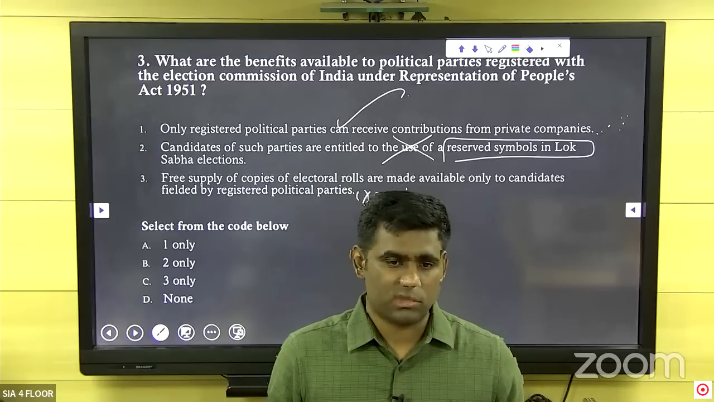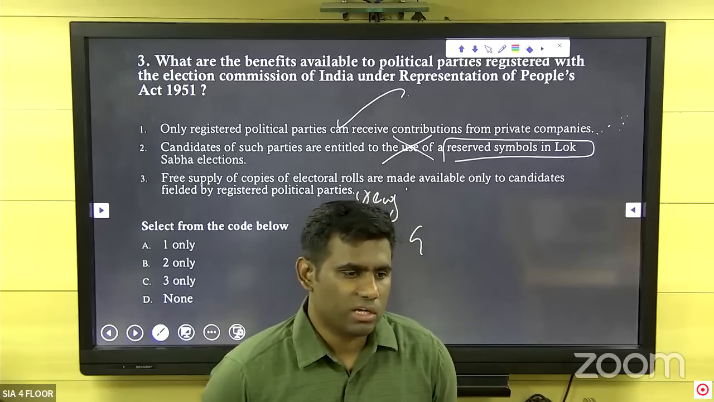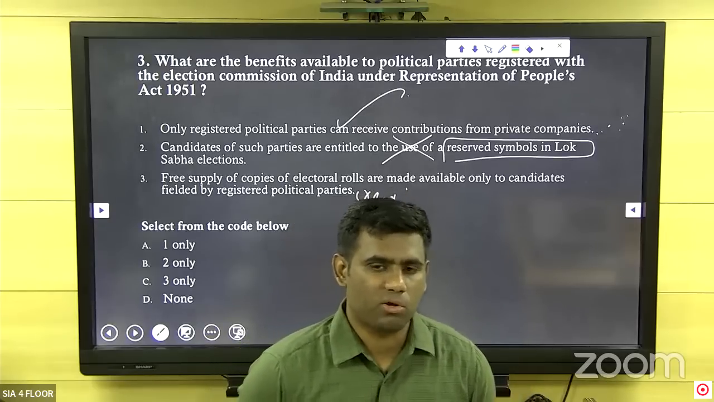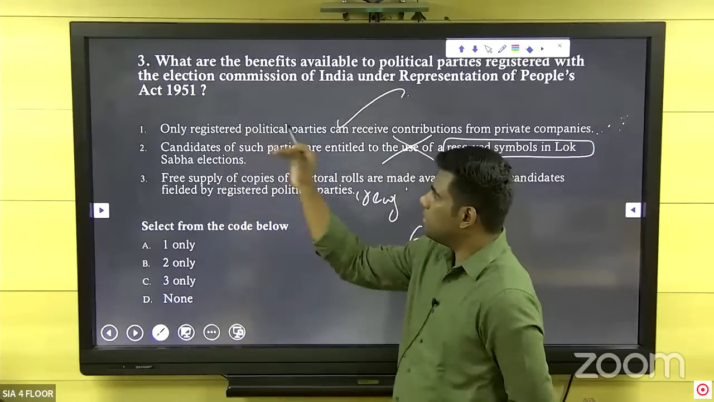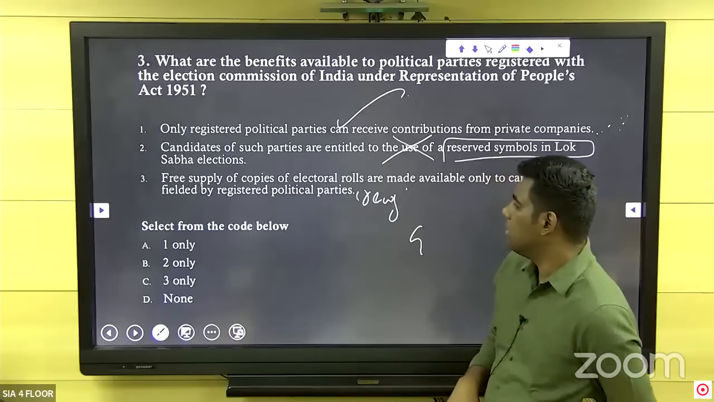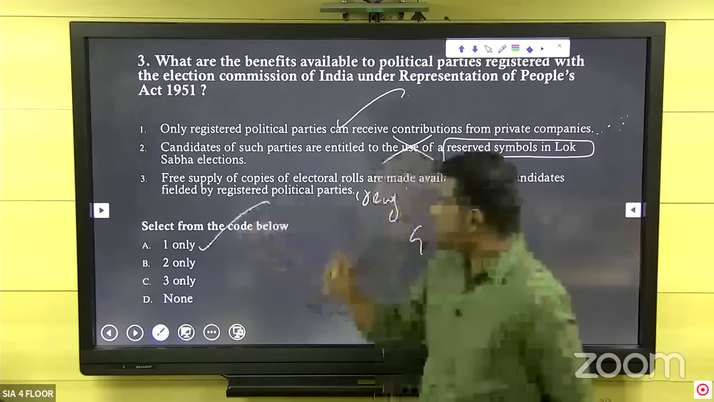During the time of elections, a copy of the electoral rolls will be freely provided by the Election Commission for individuals as well as for candidates belonging to registered parties; they cannot get this facility. Right. So these are all some of the features of RPA 1951. So the correct answer for this question is one only.